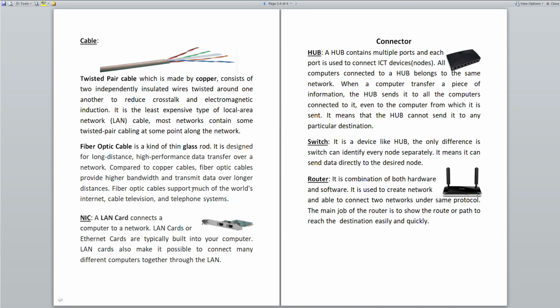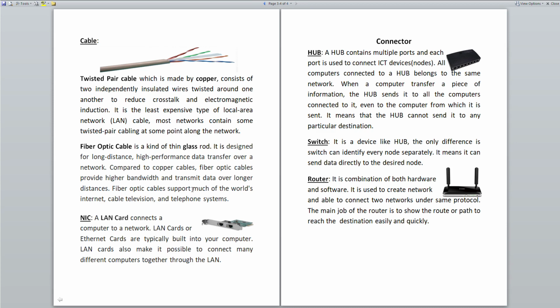The first one is for local area network, that means for smaller distances, but the second one is designed, or it is used, to cover a very long distance. It may be from one city to another city, it may be from one country to another country.